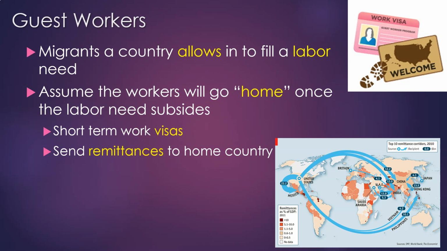So short-term work visas that allow them to be in the country on the assumption that they'll go home when the work is finished. It could be seasonal, though, because it could be an annual harvest, something like that. And oftentimes they'll send remittances back home. So again, sometimes when a worker in, for example, the United States sends money back to the family in a less developed country, those remittances make up a significant portion of the GDP of those less developed countries.